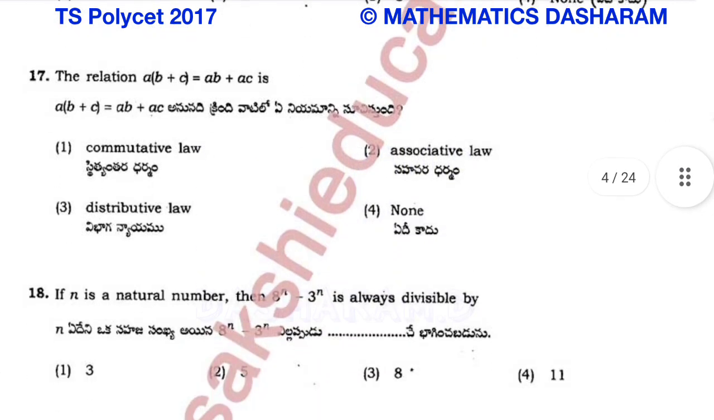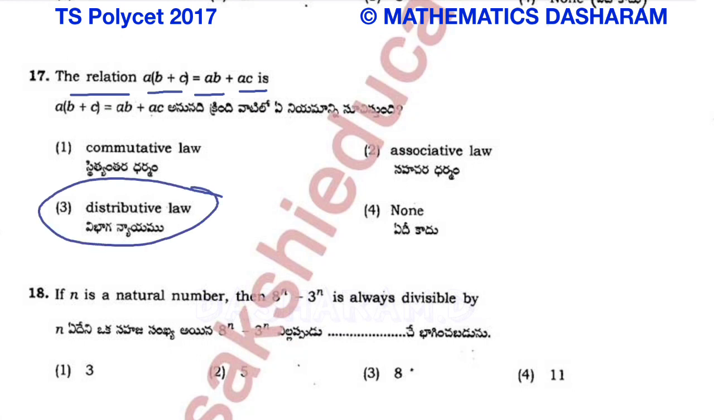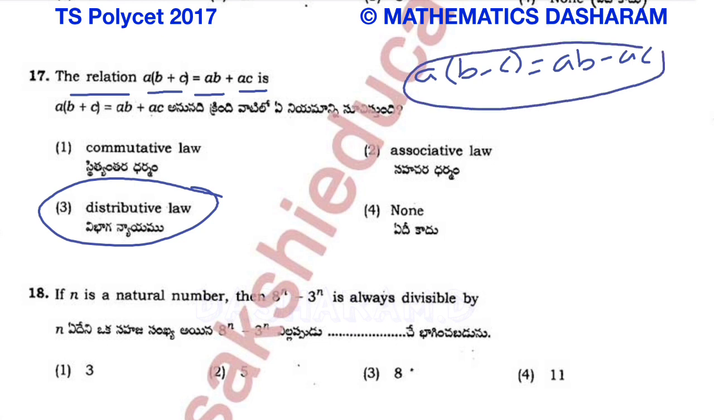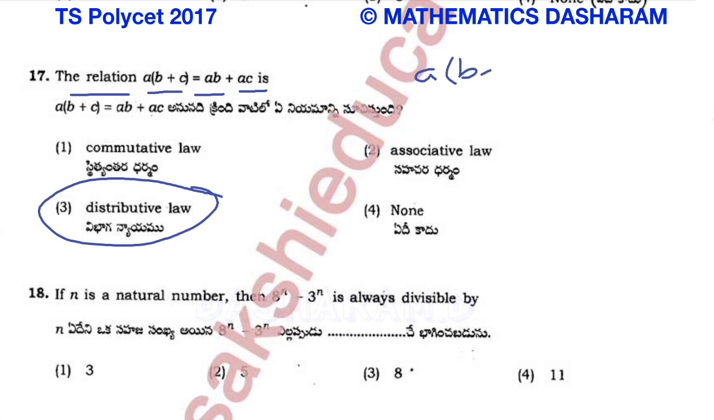Next, the 17th question. The relation a into bracket of b plus c equals a into b plus a into c is the distributive property. We have one more distributive property, a into bracket of b minus c equals a into b minus a into c. It is also a distributive property but under subtraction.